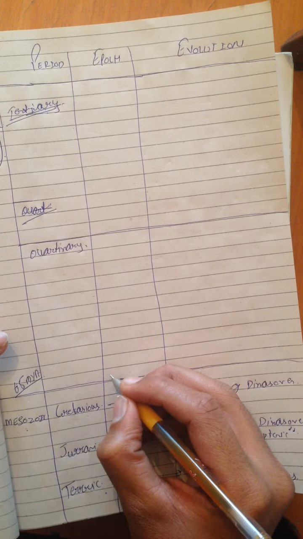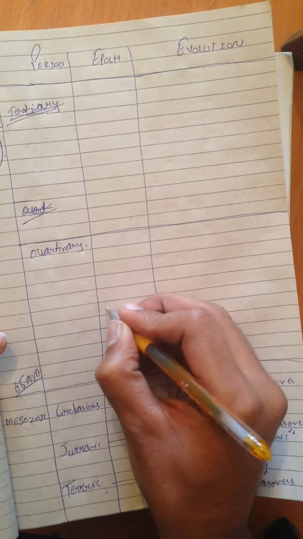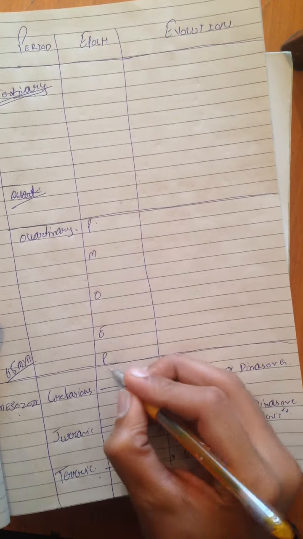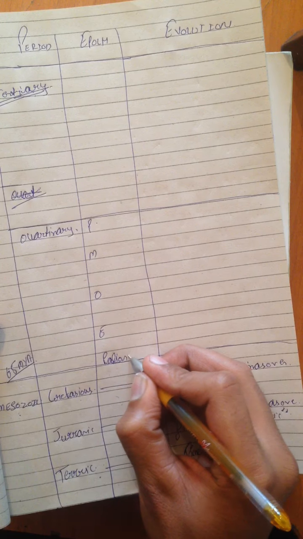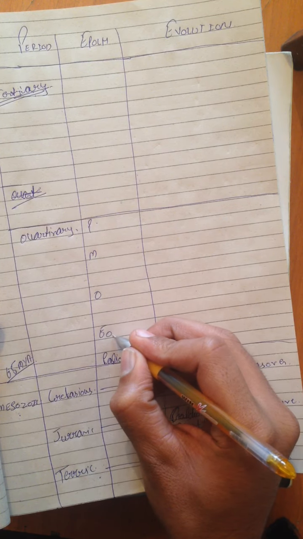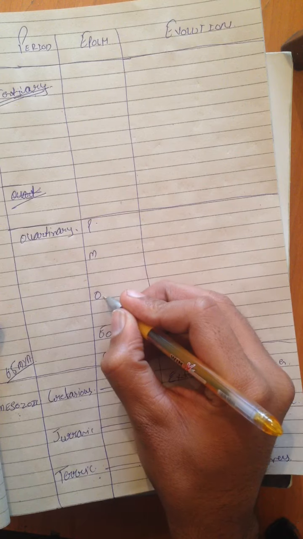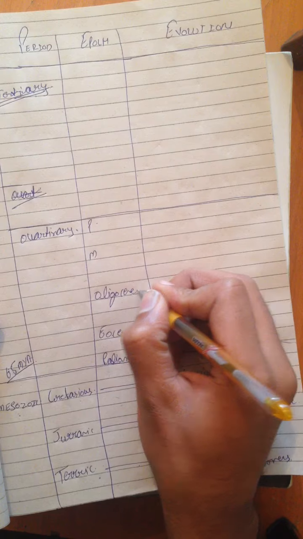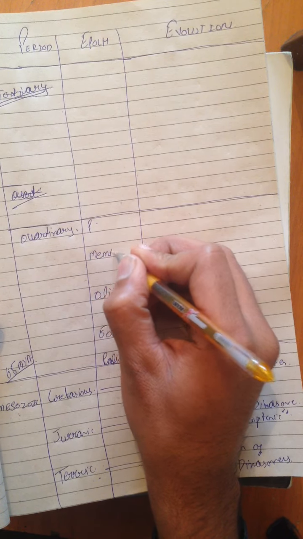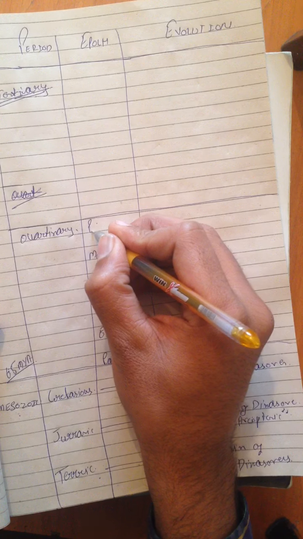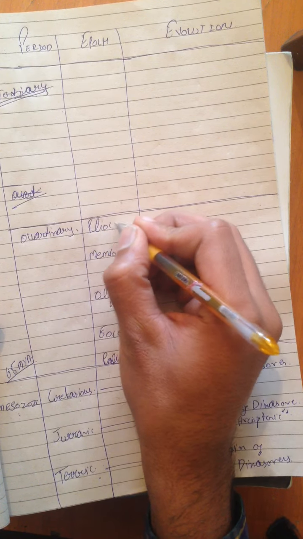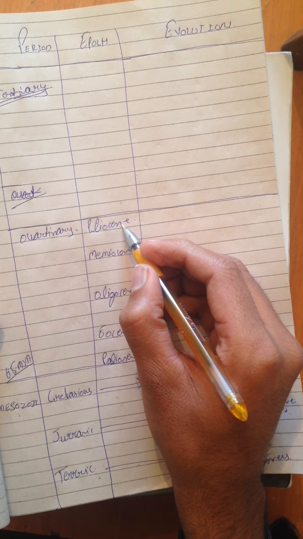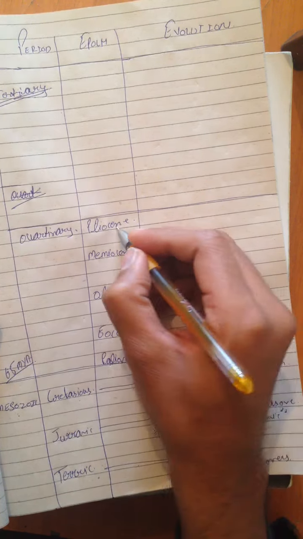Okay, there are 5 epochs. That is Paleocene, Eocene, Oligocene, Miocene, Pliocene. Remember, Paleocene and Pliocene are really very confusing. So you have to remember Paleocene and Pliocene.